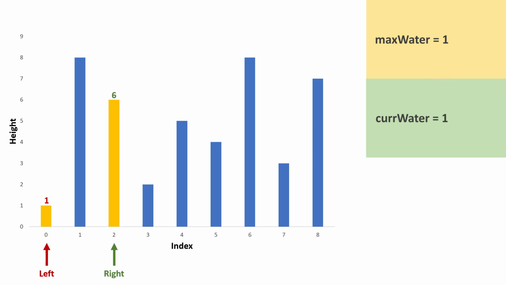Next, we check heights 1 and 6. It can hold 2 units of water. Now, current water is equal to 2 units and our max water is equal to 1 unit. Therefore, we update the max water value to 2 units. Similarly, we need to check all other combinations with 1 till our right pointer reaches the end of the array.